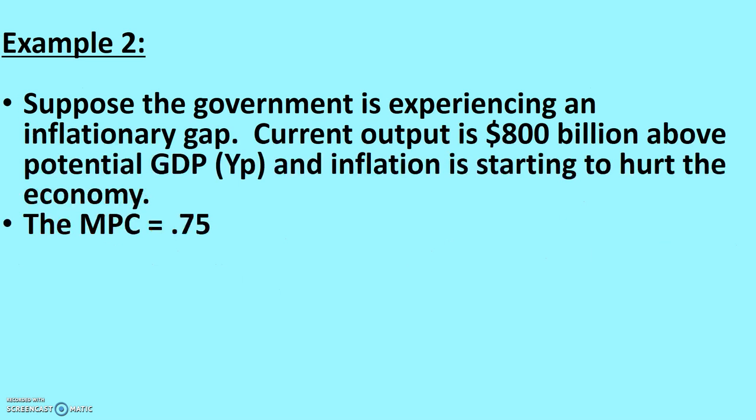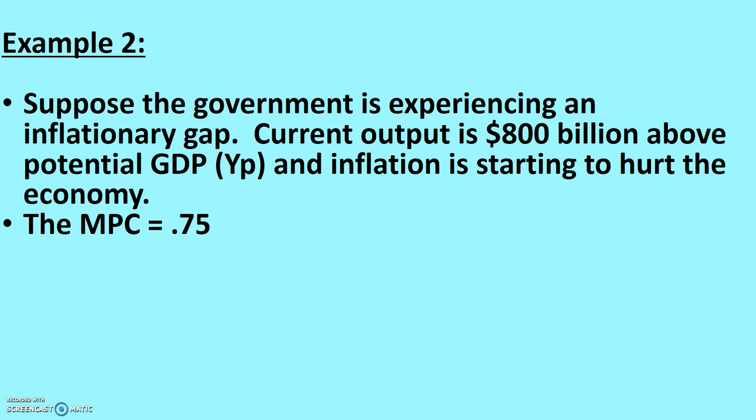In our second example, suppose the government is experiencing an inflationary gap. Our current output is $800 billion above our potential GDP, and inflation is starting to hurt the economy. If the MPC is 0.75, how much does the government have to change its spending to get everything back under control?